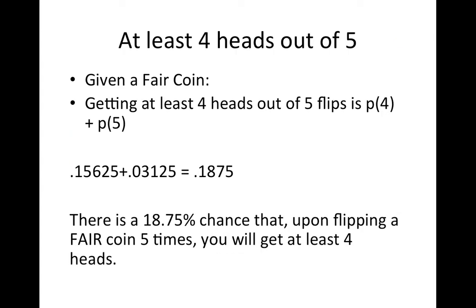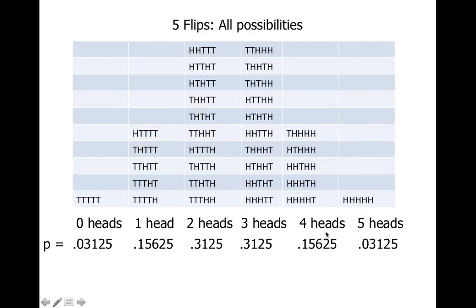Given a fair coin, there is a probability of 0.15625 that you will get 4 heads. And this is essentially like a 3.1% probability, or a 0.03 probability, that you will get 5 heads, even with a fair coin.